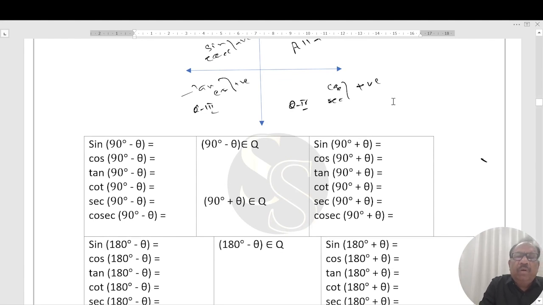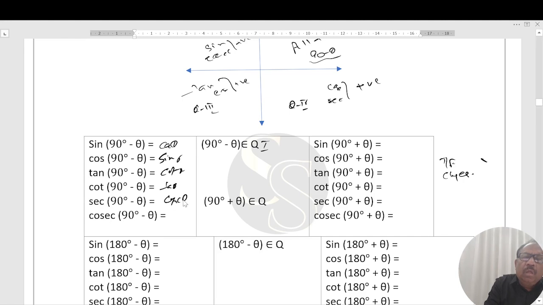Now, sine 90 minus theta. 90 minus theta belongs to quadrant 1. In quadrant 1, all trigonometric functions are positive, and the trigonometric function changes. Sine will be cos theta, cos will be sin theta, tan will be cot theta, cot will be tan theta, sec will be cosec theta, cosec will be sec theta, right?